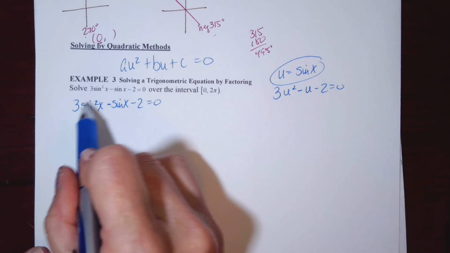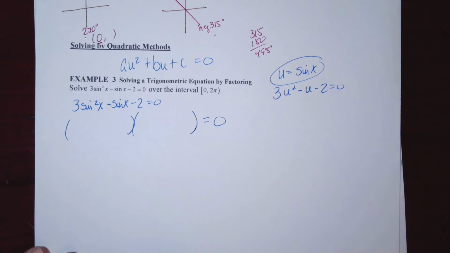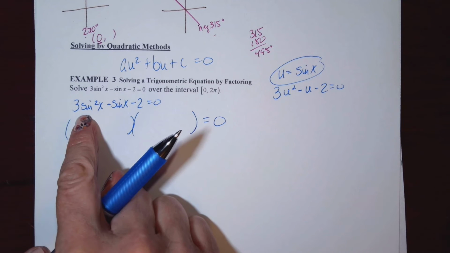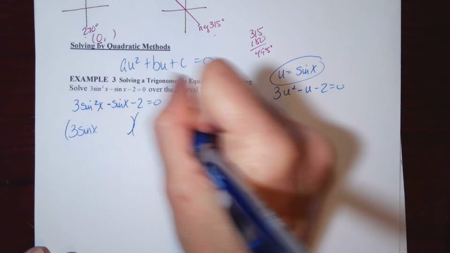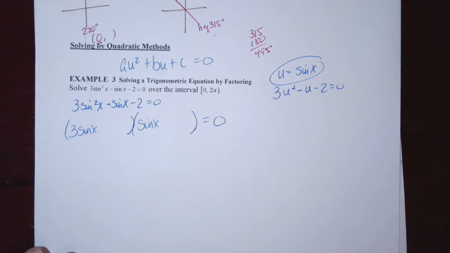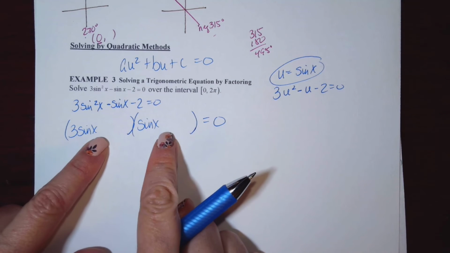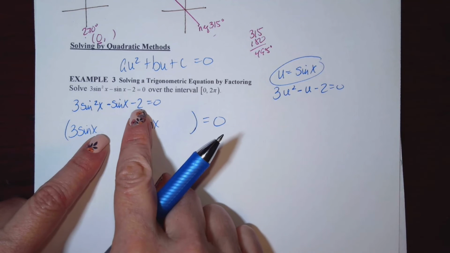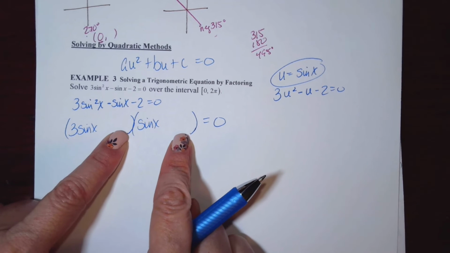Alright, so this squared term, I'm going to factor it using reverse FOIL. My signs are going to be different because this constant is negative. To get 3 sine squared x, I'm going to have to multiply 3 sine x times sine x. That's what gives me my 3 sine squared. And then I know that one's going to be plus, one's going to be minus. I don't know which is which yet. 2 is prime, so that's lovely. So these values are just 1 and 2 or 2 and 1. I've got to figure out which is which.